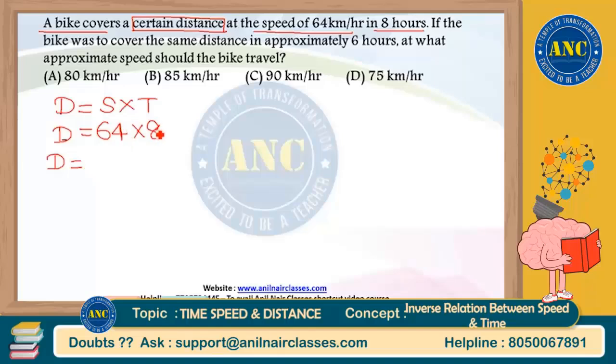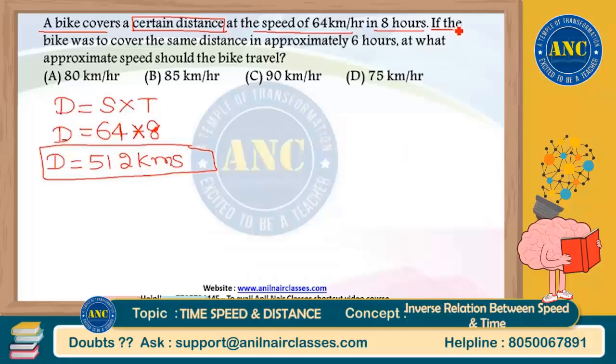64 is 2 power 6, and 8 is 2 power 3. 2 power 6 into 2 power 3 is 2 power 9, which is 512 kilometers. The distance that he needs to travel is 512 kilometers. What is the next statement? The bike was to cover the same distance, he still needs to cover the same distance of 512 kilometers. If the bike was to cover the same distance in approximately 6 hours, what approximate speed should he drive the bike at? Now see here, sir. Now he needs to travel the same distance of 512 kilometers.